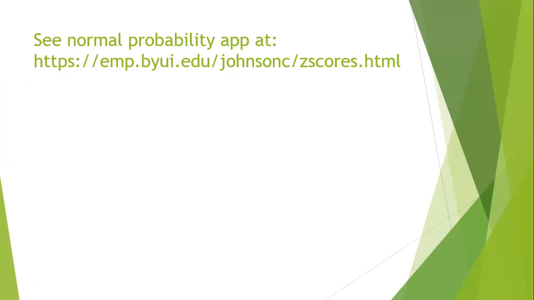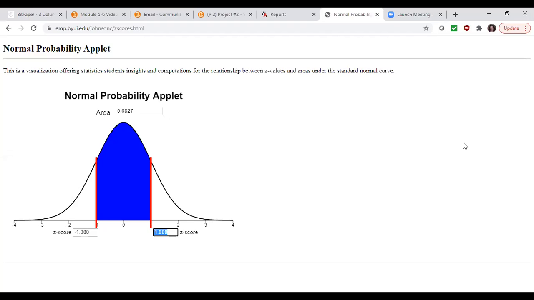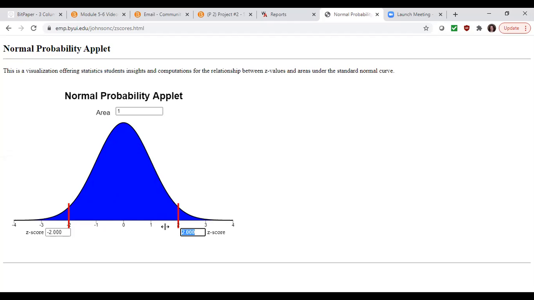So we're going to be using a normal probability app. Feel free to follow along. This app I find very helpful to visualize what's going on. Notice that the blue represents the area up here, and down below you can type in the z-score you want. So if I want to use a z-score of 2, I can shade what I want. If I want to know the area between a z-score of -2 and +2, we're going to get 0.9545, or about 95% of the bell curve is between -2 and +2.